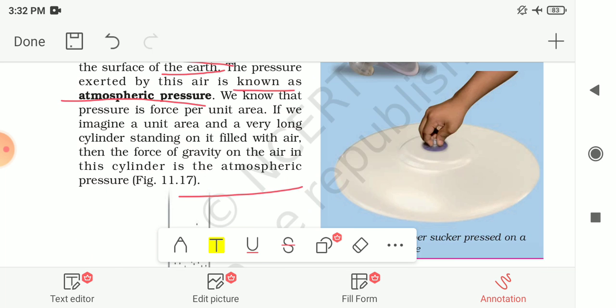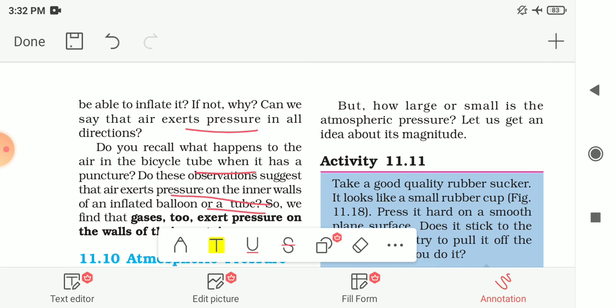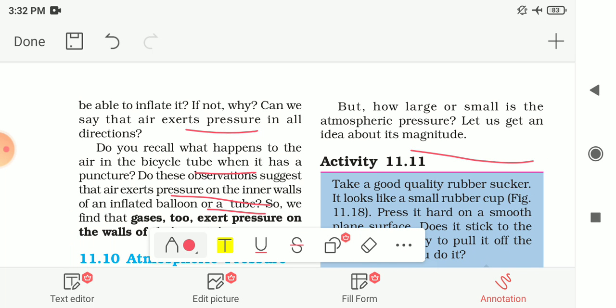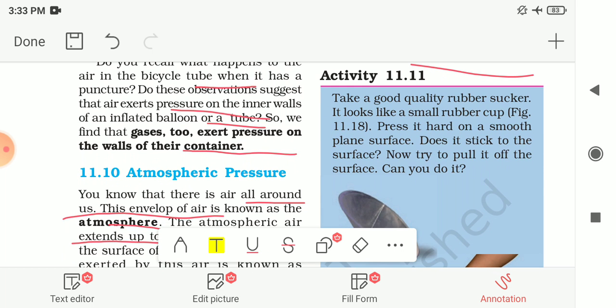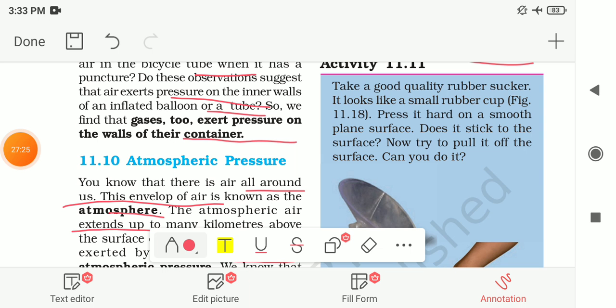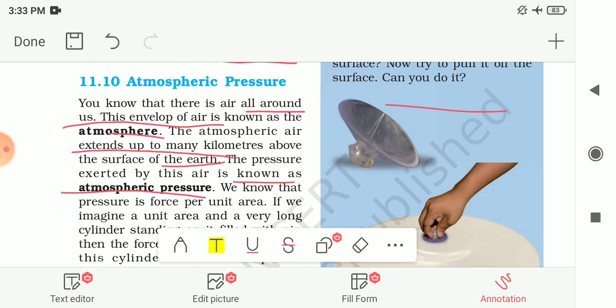But now the question is, how large or small is this atmospheric pressure? Let us get an idea about the magnitude of atmospheric pressure. Here another activity is given to you, activity number 11.11. For that you require a good quality rubber sucker. It looks like a rubber cup. Here it is shown to you.